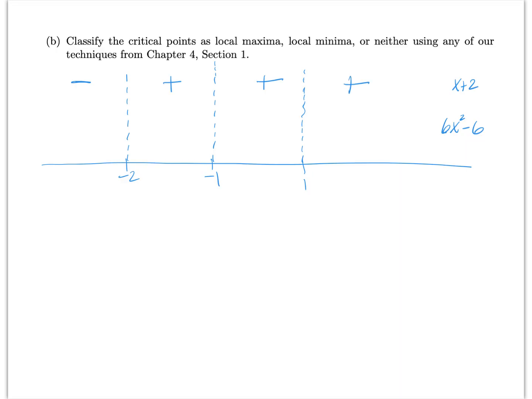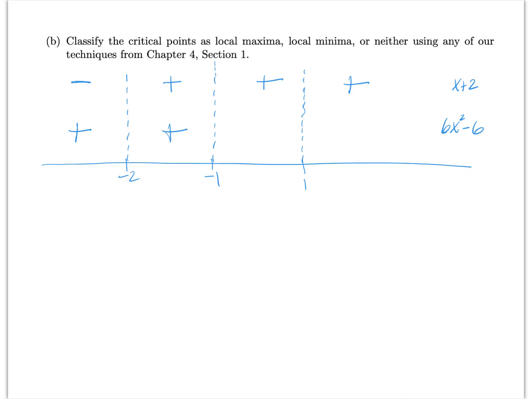And then we repeat for the factor 6x squared minus 6. Pick a number smaller than negative 2, like negative 10. Negative 10 squared is 100, times 6 is 600. 600 minus 6 is definitely a positive number. And then we do the same thing for a number between negative 2 and negative 1, like negative 1.5. So negative 1.5 squared is 2.25. 2.25 times 6 is bigger than 12, and 12 minus 6 is positive. So something bigger than 12 minus 6 will definitely be positive. Even if I don't know exactly what it is, I can tell it's going to be positive.